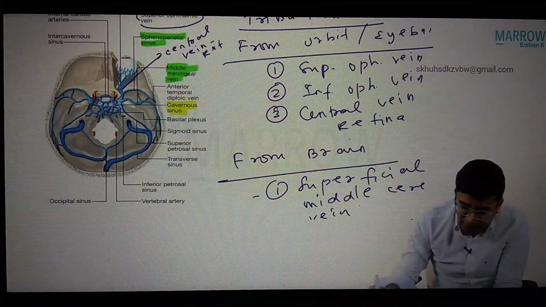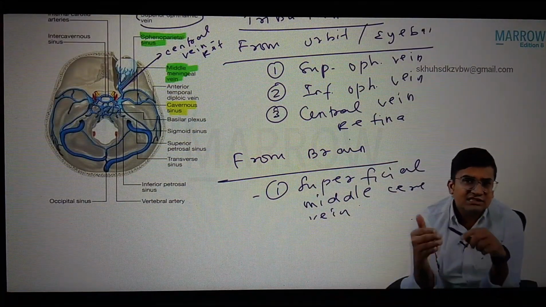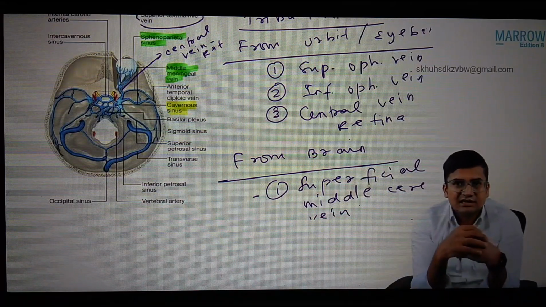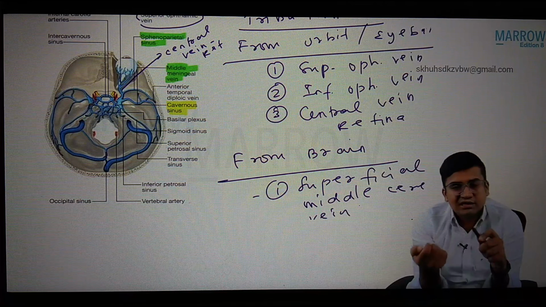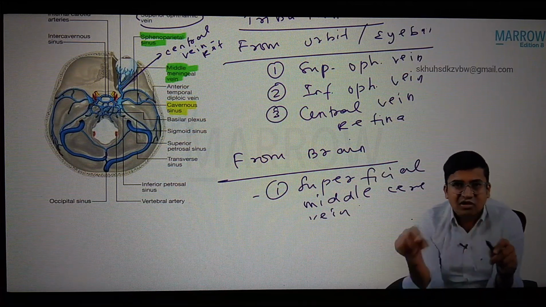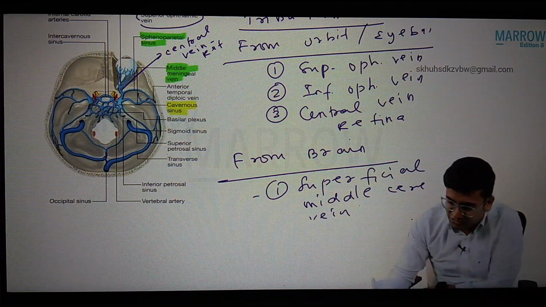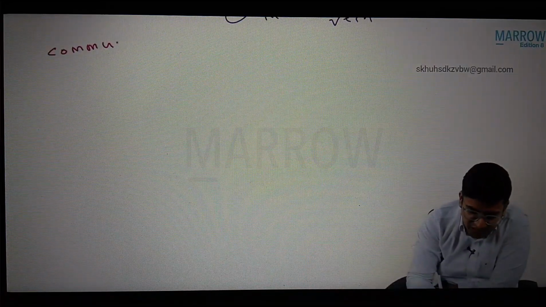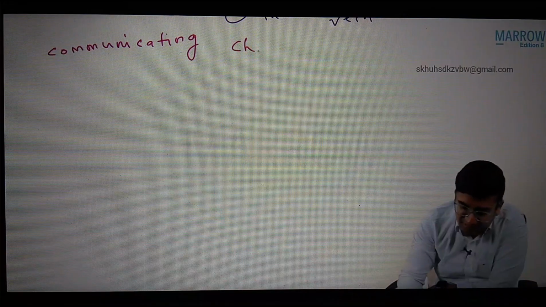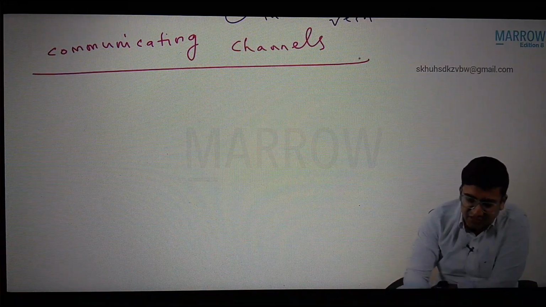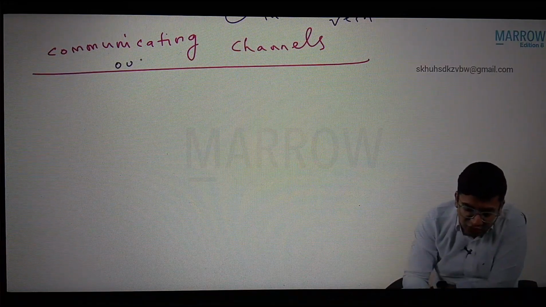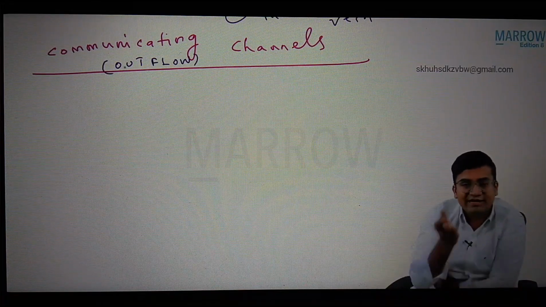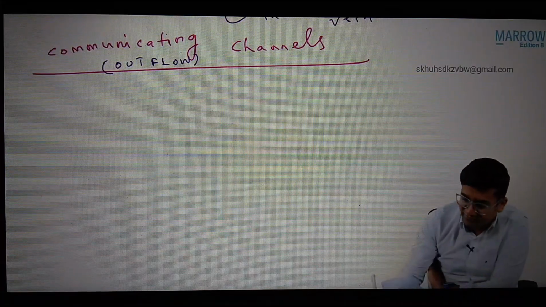Next one. We have communicating channels. These communicating channels communicate the cavernous sinus to the other sinus. I told you tributaries are the inflow channels. We have communicating channels, and these are called outflow channels. So now we're going to write the communicating channels for the cavernous sinus. Communicating channels are the outflow channels. They communicate cavernous sinus to the other sinus. Fine. Next one.